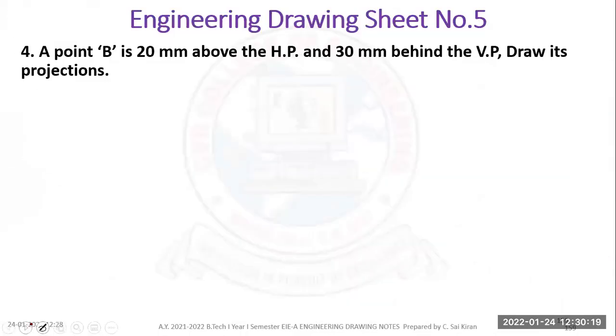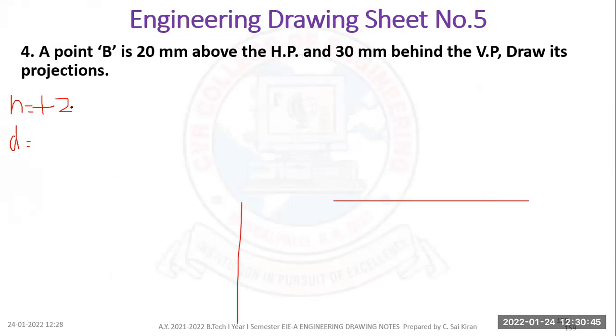Next problem. What is the H value and D value here, positive or negative? H is positive 20 mm and D is minus 30, because above HP is positive and behind VP is negative.